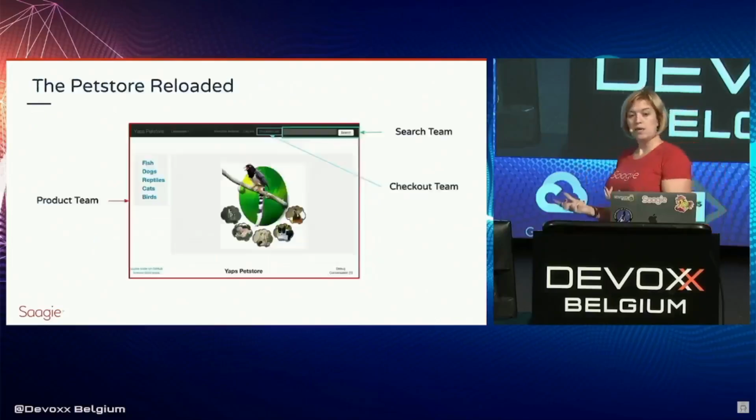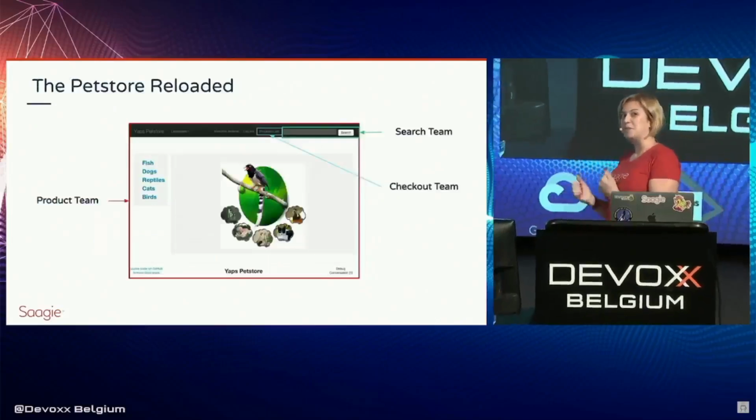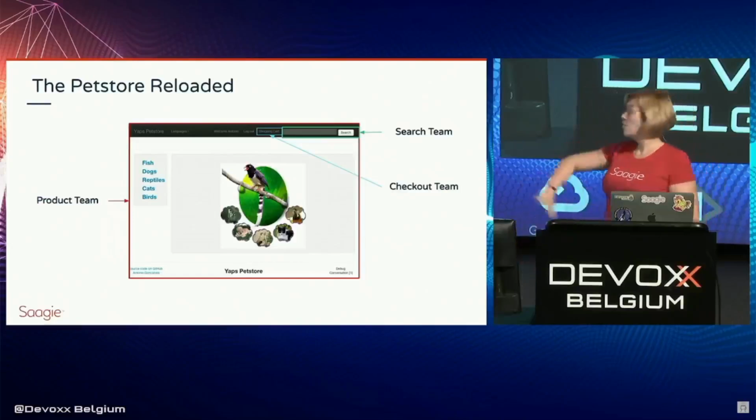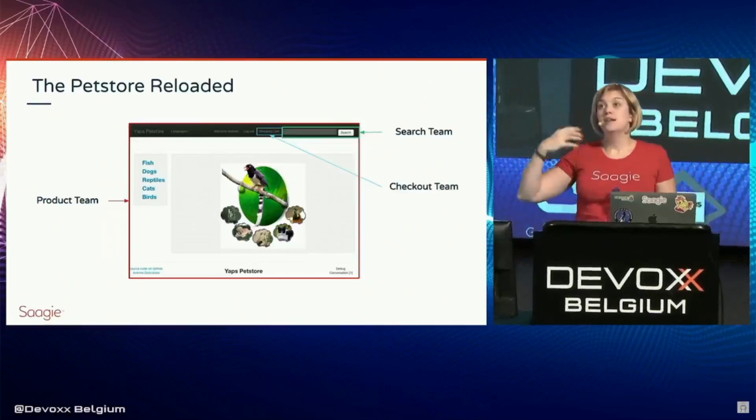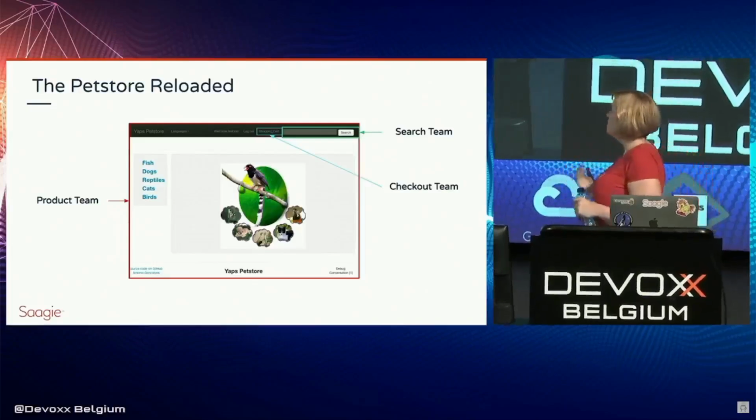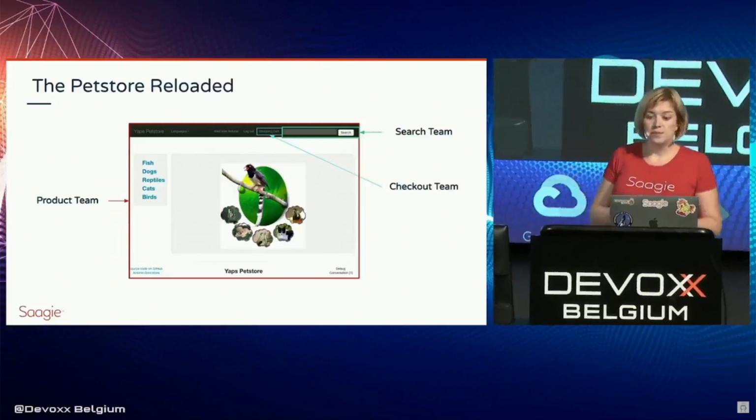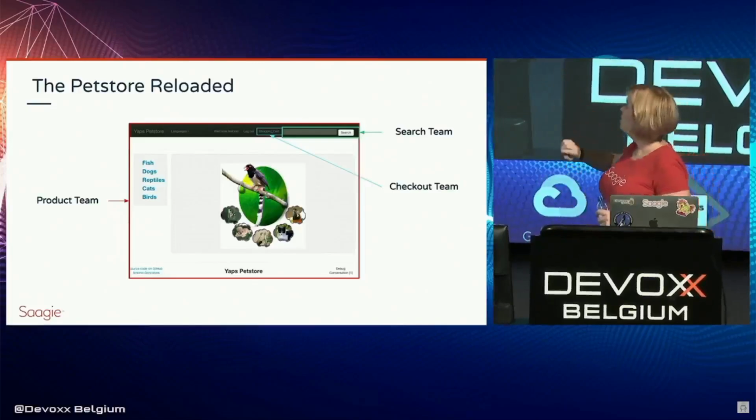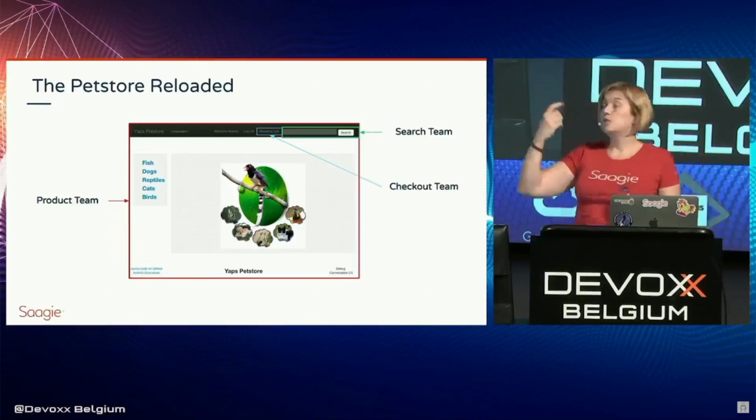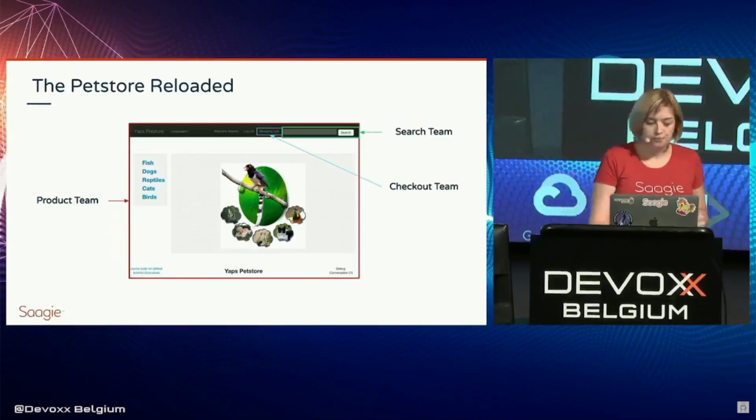So if we're looking back at our pet store, but a little bit better pet store thanks to Antonio. We would have a product team which is in charge of this page, and it's the only one in charge of this page. And this team is going to use components provided by other teams, like the shopping cart menu provided by the checkout team, and the search bar, which is provided by the search team.